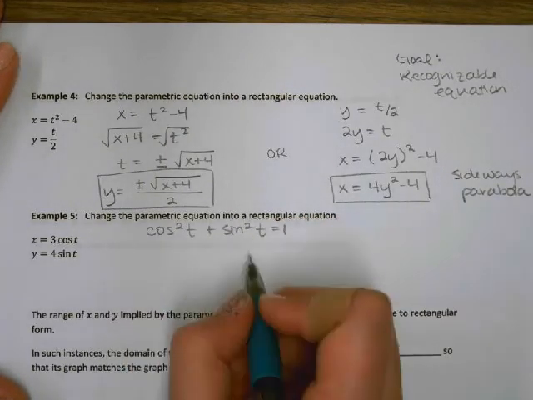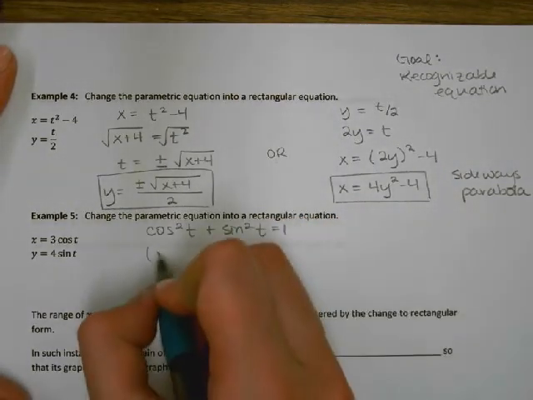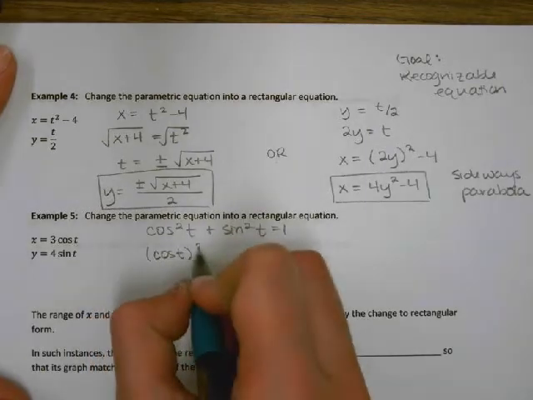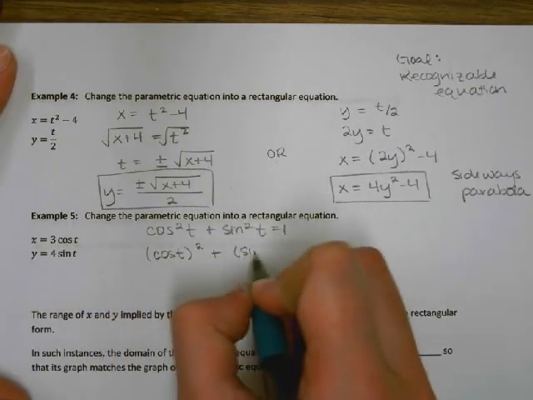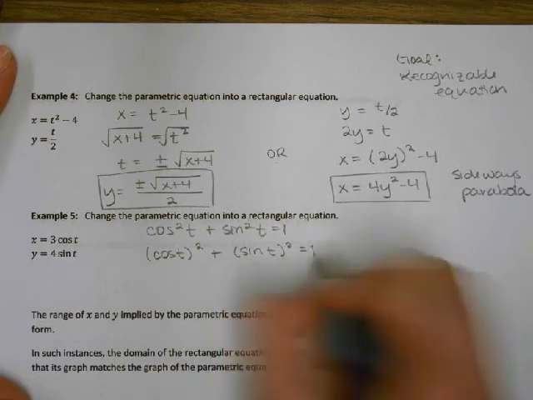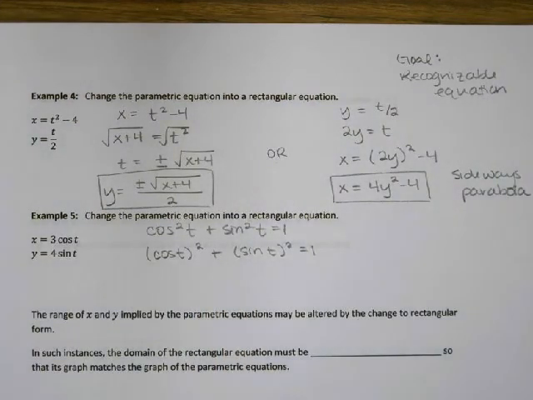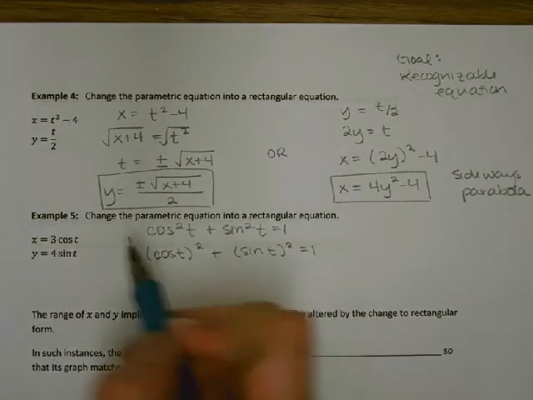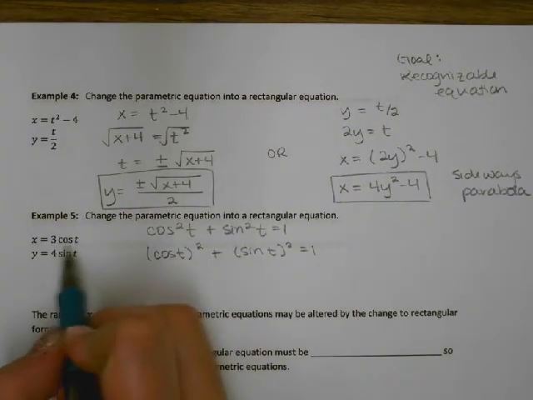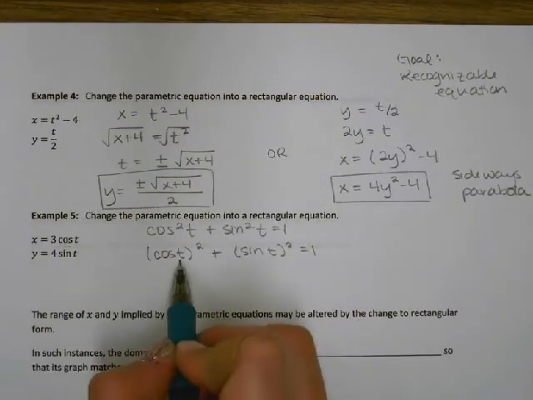So what this notation really means is that you're taking your cos t and squaring it, and you're taking your sine t and squaring it. That's what that Pythagorean identity really means. So here, if we are able to isolate cos t, then we can make a substitution.